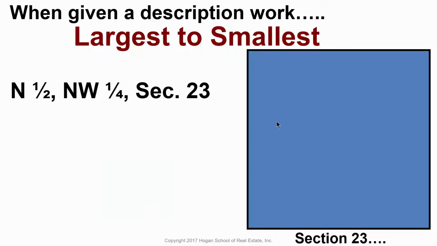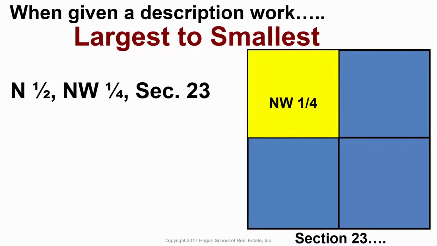Good. So what happens when you're given a description and you want to actually locate the description on a map? Here we have the north half of the northwest quarter of section 23. To do this, we want to work from largest to smallest, in other words, working from the section and then quartering or halving as the case may be. So here we are with section 23, and we want to quarter that. Which one of those four pieces is the northwest quarter of section 23? Well, I think you've got it. It's right up there.